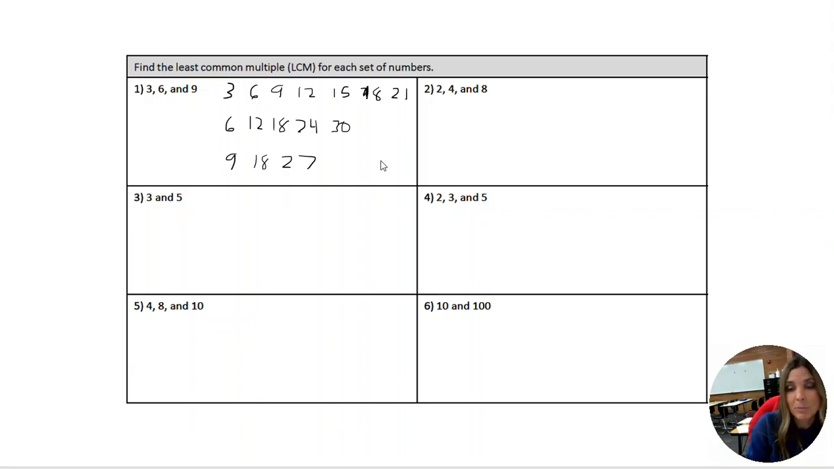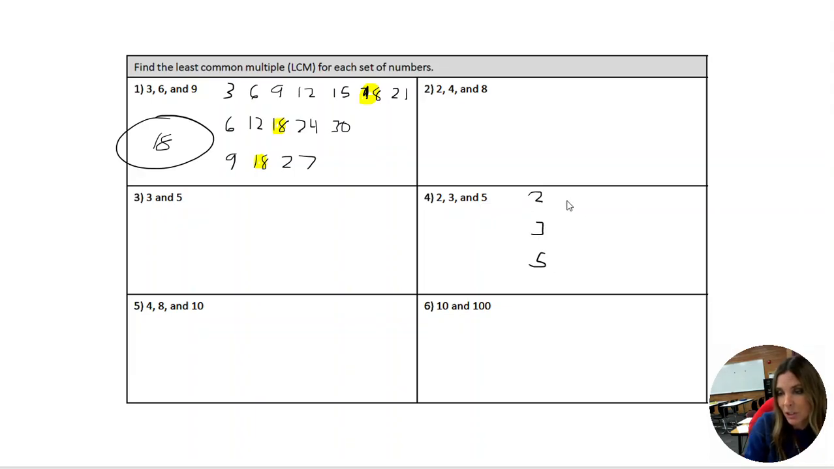The least common multiple would be the smallest number that they have in common, and in this case our least common multiple is going to be 18. See how that's the smallest number that all three of these have in common? So that would be the number that you would multiply all of the terms by. Let's do number 4, 2, 3, and 5.